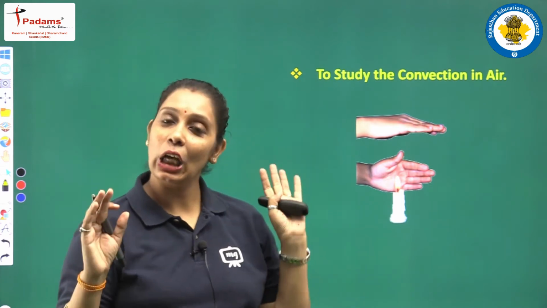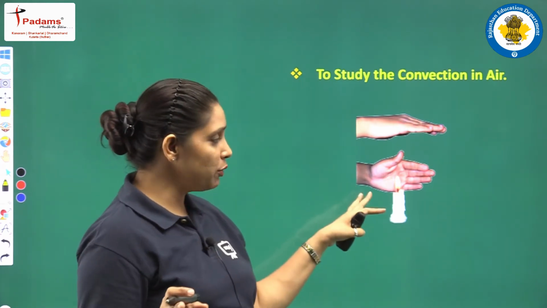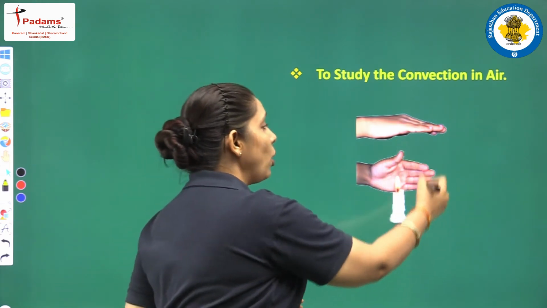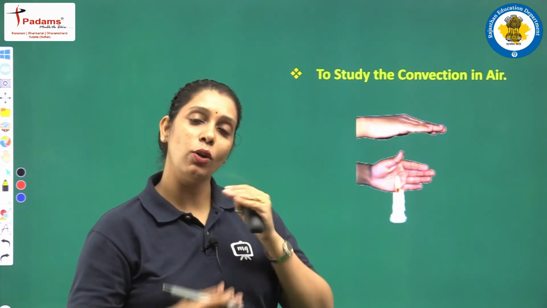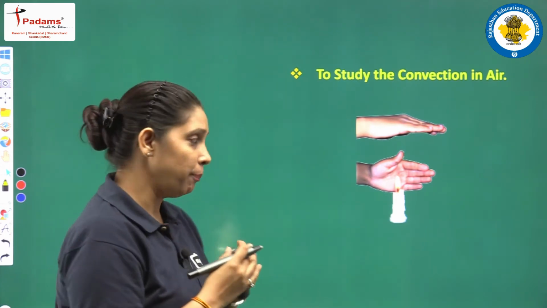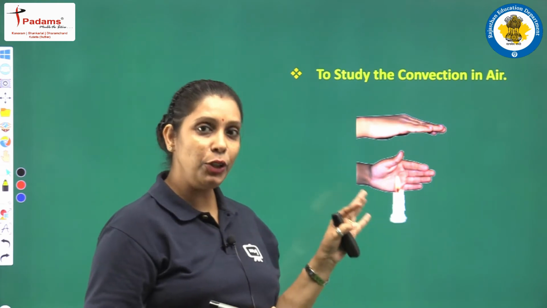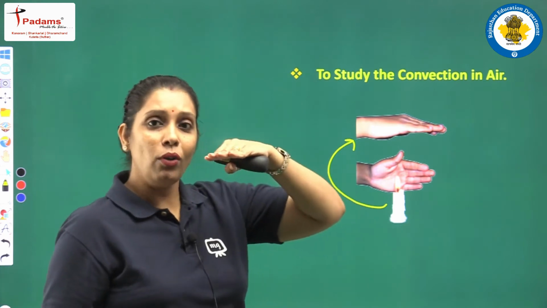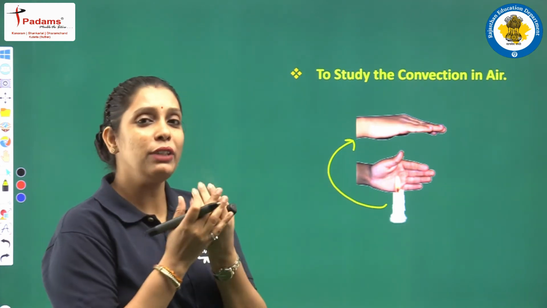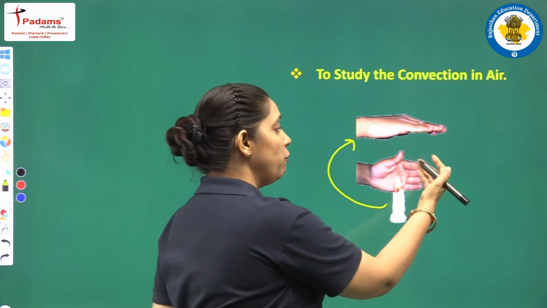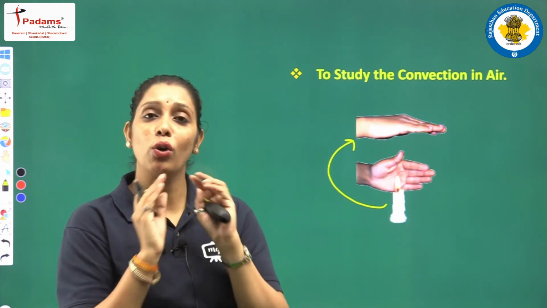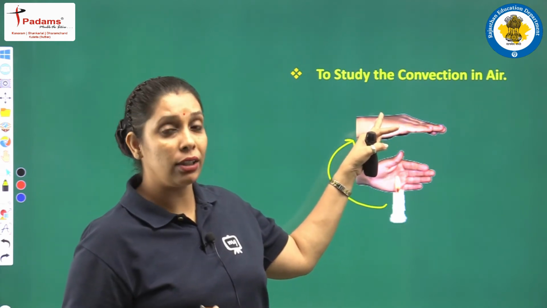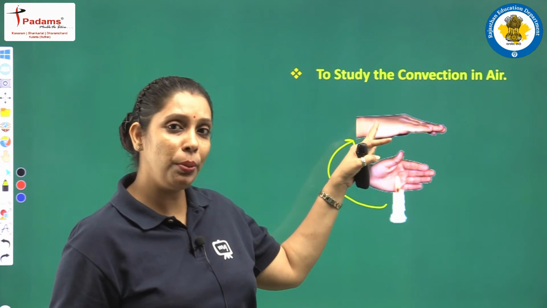Let's understand convection in air. What we have to do, we have to just light a candle and we have to put one hand above the flame, and one hand on the side of the candle. Okay, after some time you will observe that this hand which is above the flame becomes hot, it feels hot, but the hand which is on the side of the candle is not feeling so hot as compared to the hand which is at the top position. Why is it so, beta?